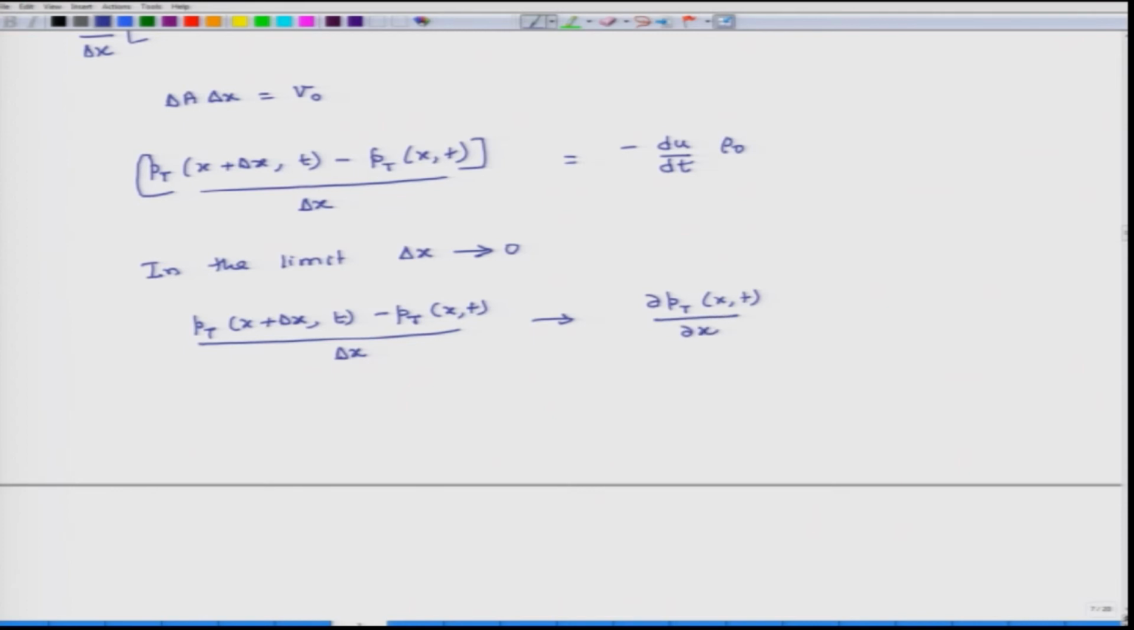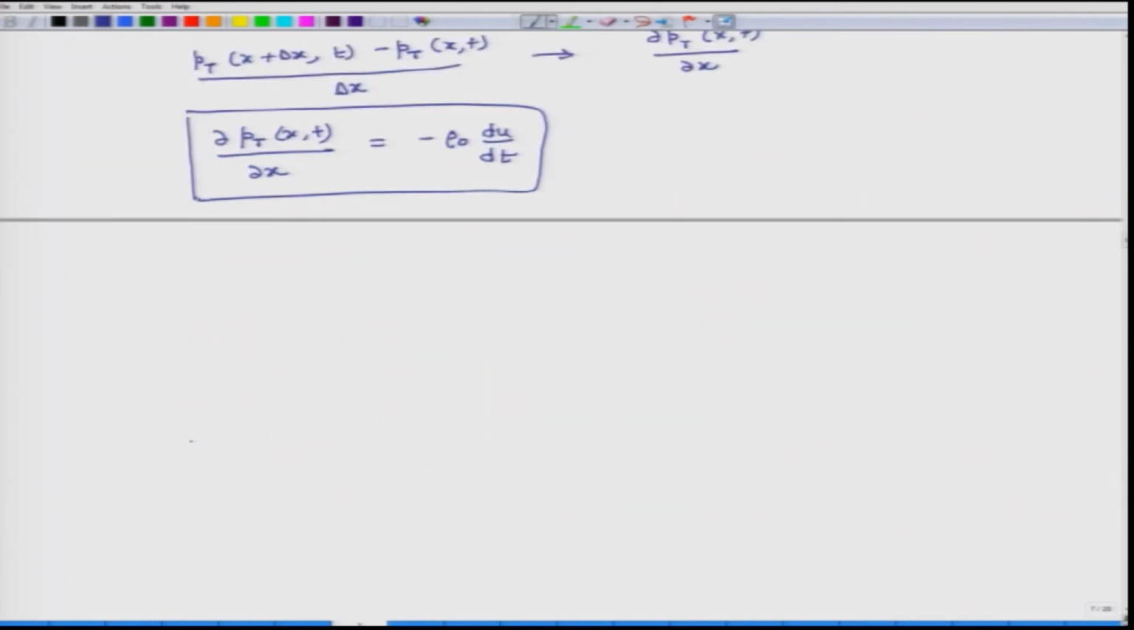because when we have a partial derivative only x is changing, time is not changing. In a total derivative both x and time would change. So, here only x is changing, so it is a partial derivative. So, I can write it as minus partial derivative of p_t with respect to x is equal to minus rho naught du over dt.